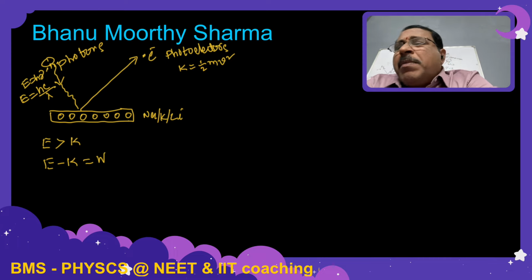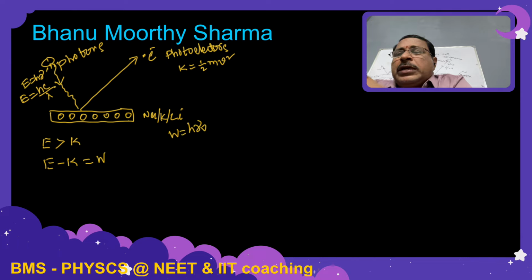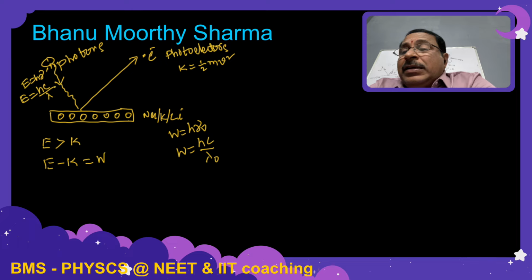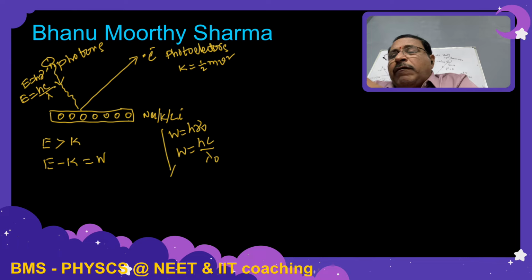Work function means the minimum energy required by the metal surface to extract electrons, to remove electrons from its outer surface. The work function formulas I am writing here: h nu naught and hc by lambda naught. Nu naught is the threshold frequency, which is the lowest frequency at and below which no electron comes out from the metal, and lambda naught is the threshold wavelength. It is the maximum possible wavelength of light at and above which no electron is released from the surface. These are the formulas for work function.